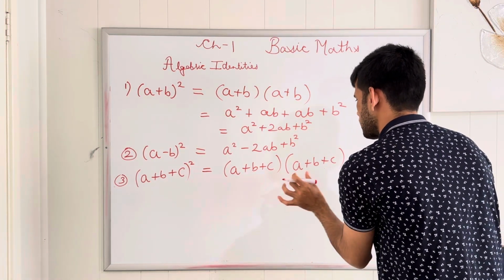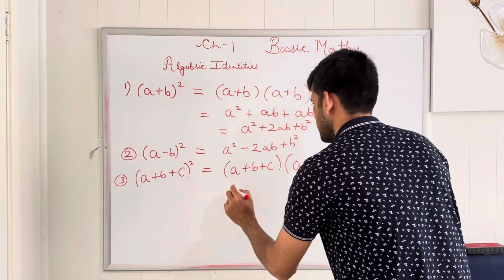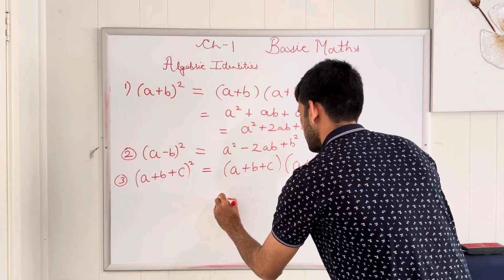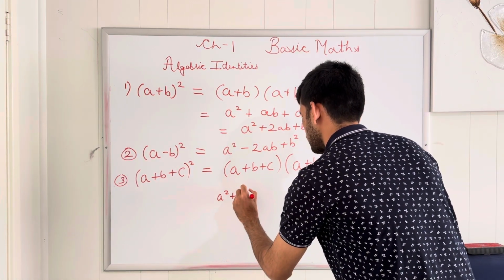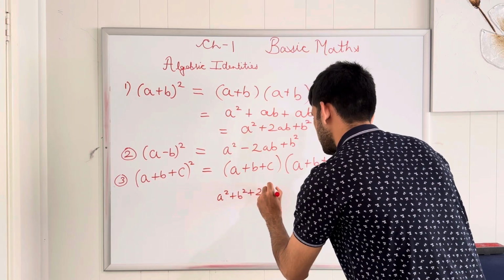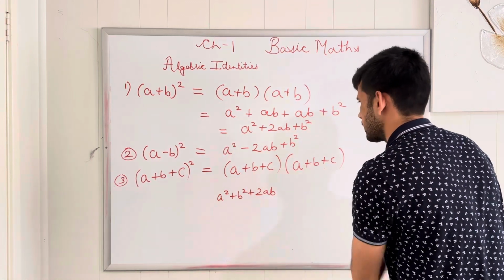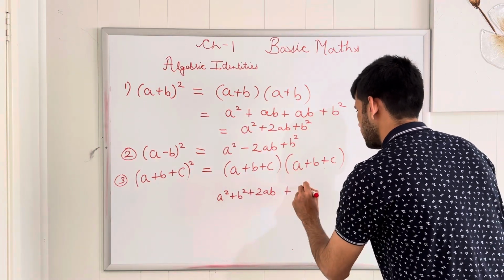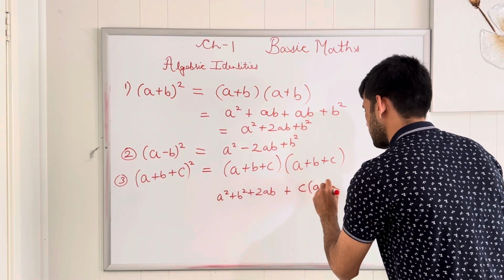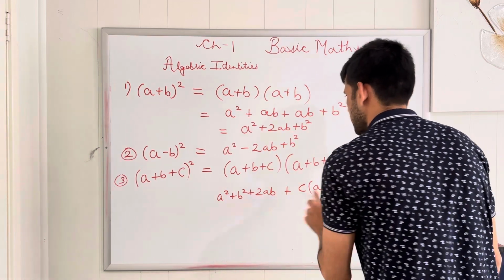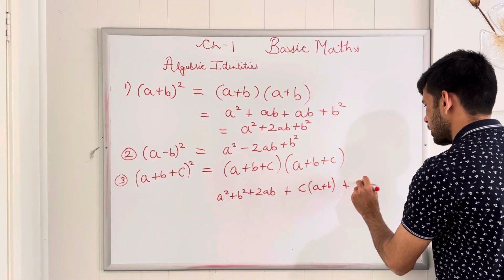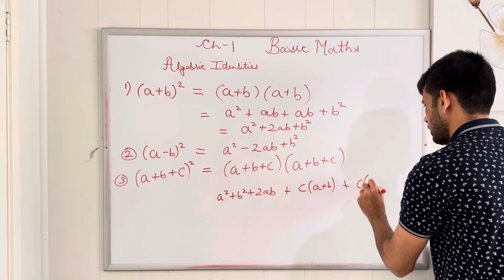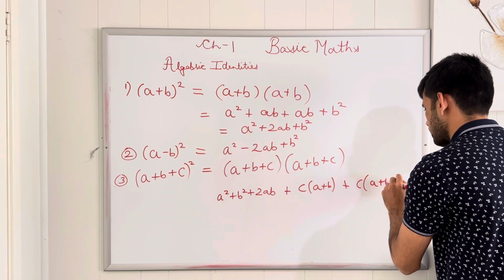So this is a plus b, and if you multiply with this a plus b, then it becomes a square plus b square plus 2ab, right? This a plus b multiplied by this a plus b. Similarly, if I multiply this a plus b with this c, then it will become c multiplied by (a plus b), right? Similarly, if I multiply this c with the (a plus b plus c), then it will become c multiplied by (a plus b plus c).